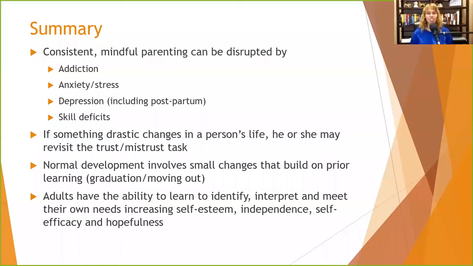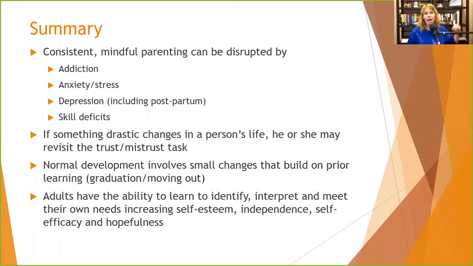If something drastic changes in a person's life, he or she may revisit the trust-mistrust task. So yeah, you may solve it when you're an infant, 0 to 2. But if something drastic changes in your life, they're a victim of a crime, or something super tragic happens, then they may start questioning what is safe and what isn't, and should they really trust other people.